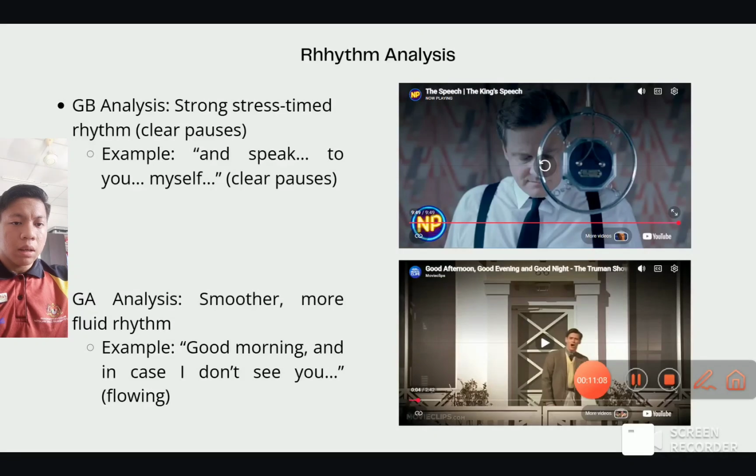As you can see, the words good morning are a lot more fluid and don't have many pauses.